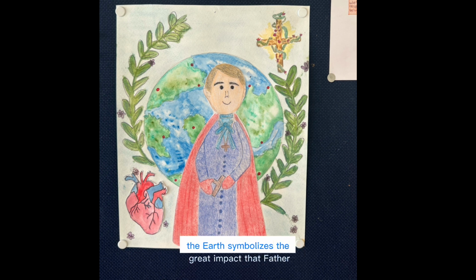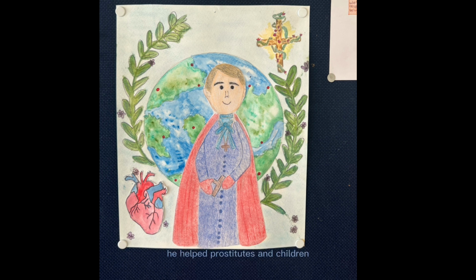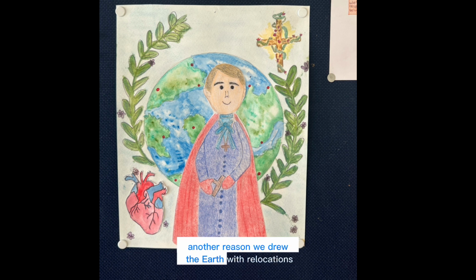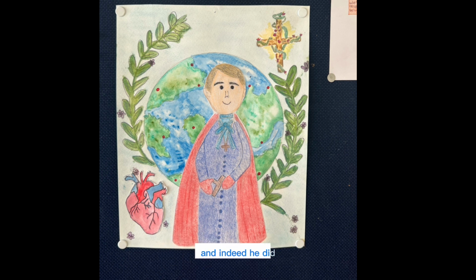The earth symbolizes the great impact that Father had on people and society. For example, he helped prostitutes and children by creating a refuge for the needy. Another reason we drew the earth with red locations was that the Father's desire was to found many schools around the world, and indeed he did. That's why we can study at Marymount.